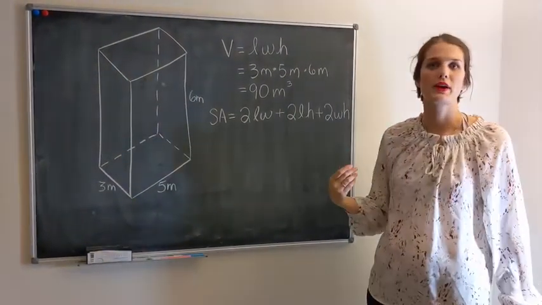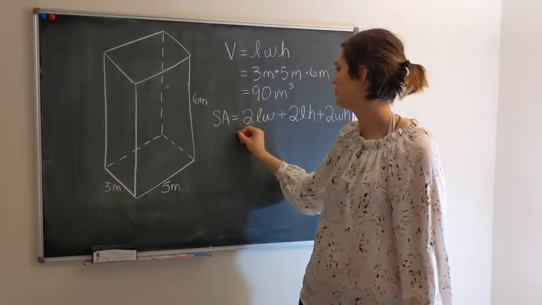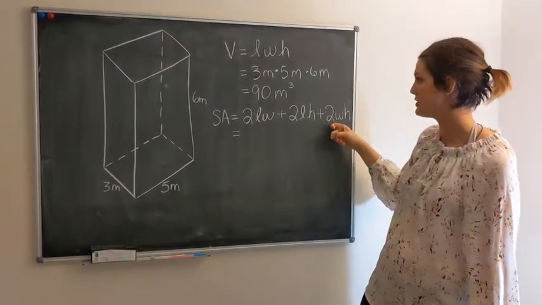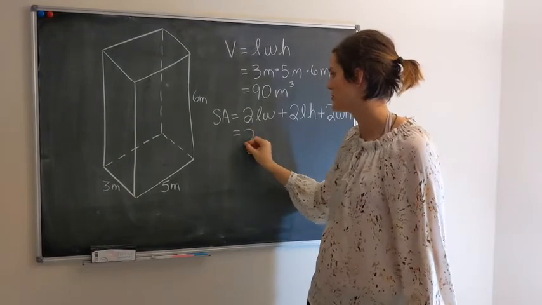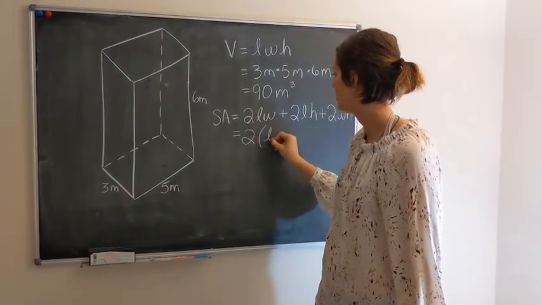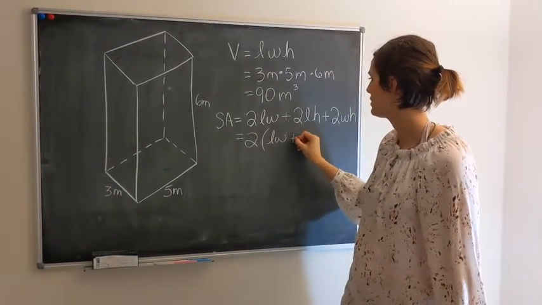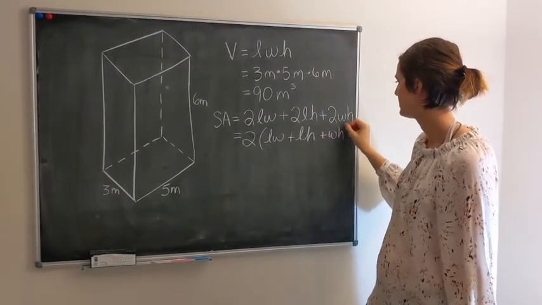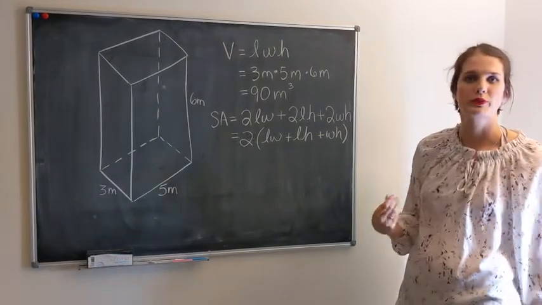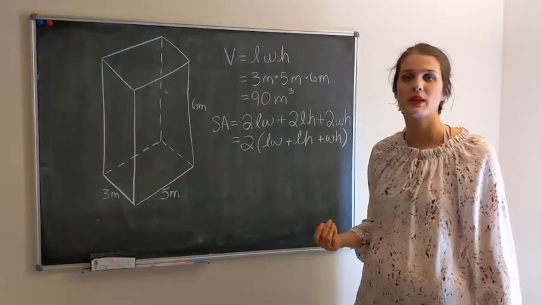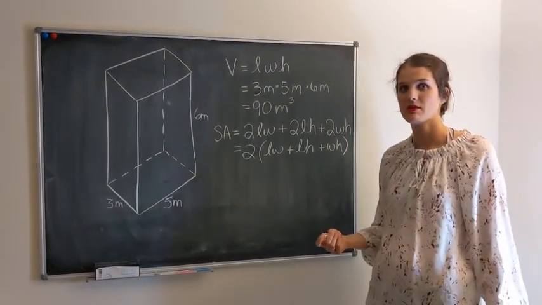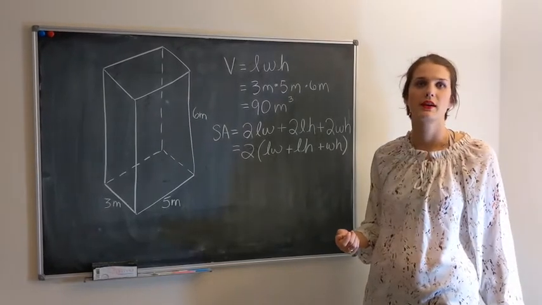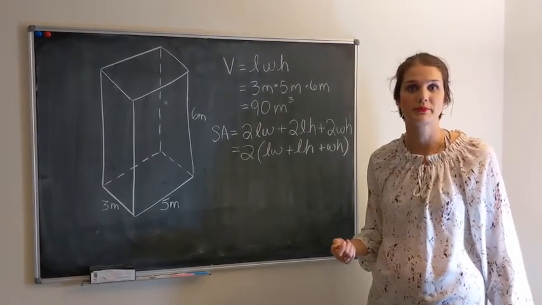An easier way arithmetically to evaluate this can be to factor out a 2 from each term using the distributive property and just find length times width plus length times height plus width times height, and then multiply by 2 just once. So use this formula now. Try and find the surface area of this rectangular prism.